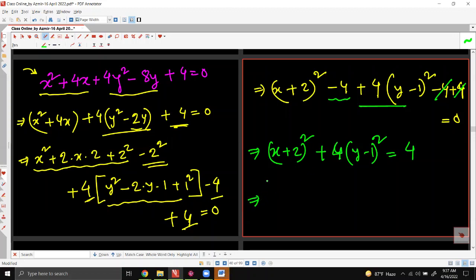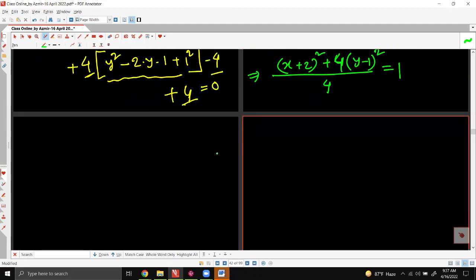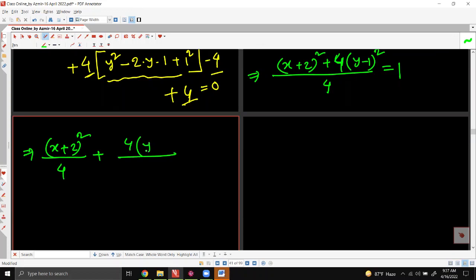So this will obviously be an ellipse if we write it this way: (x plus 2) squared plus 4 (y minus 1) squared equals 1. So (x plus 2) squared divided by 4 plus 4 times (y minus 1) squared divided by 4 equals 1. Okay, we have just written the previous equation in a new form. We have just separated the terms.